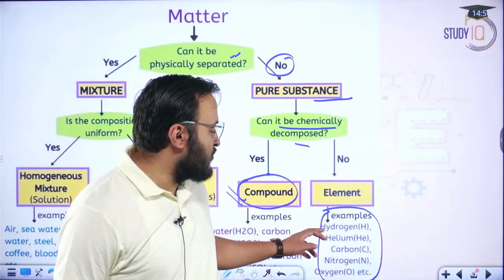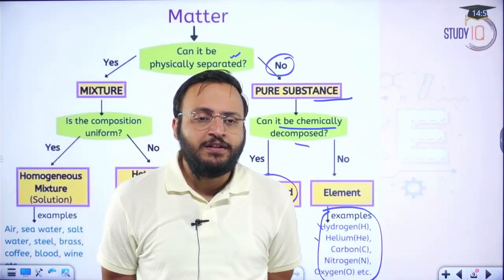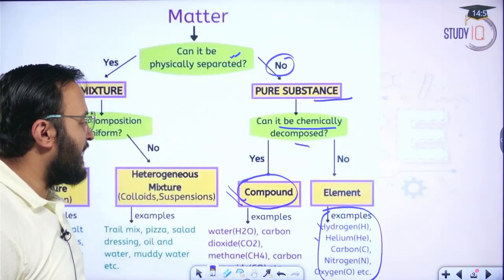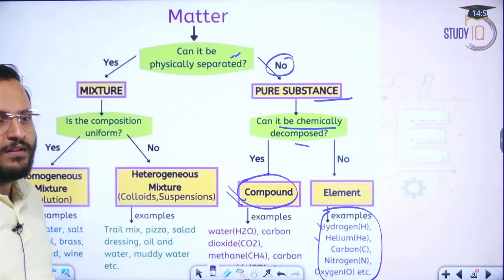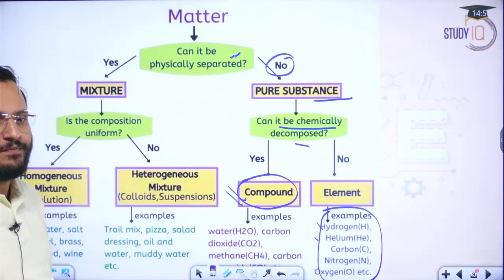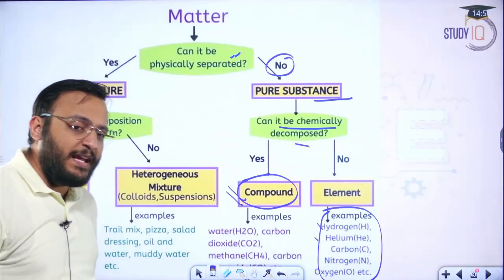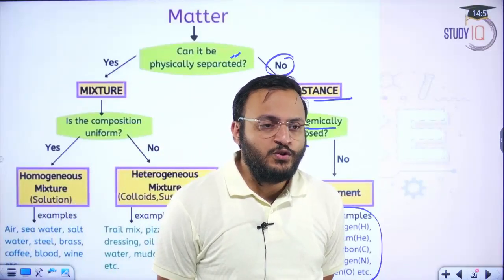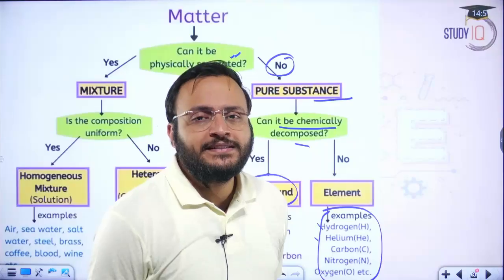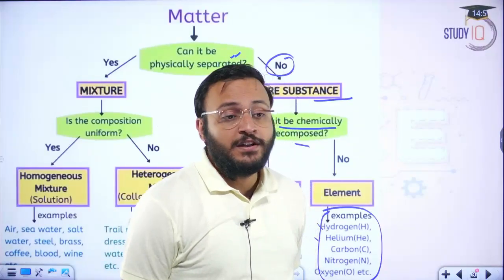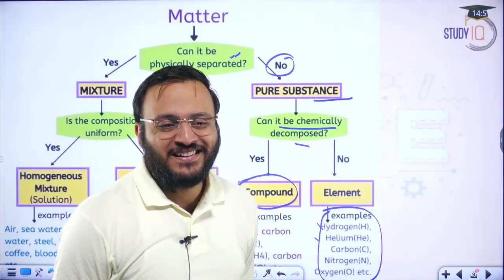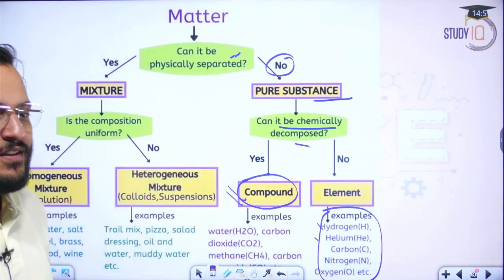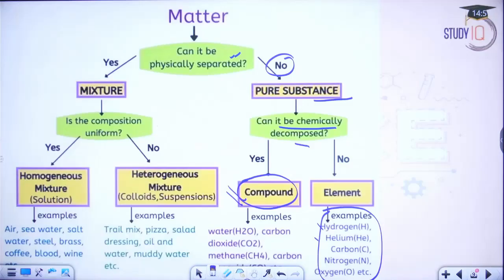So hydrogen, helium, carbon, nitrogen, oxygen, fluorine, etc., they cannot be called compounds, but they are elements, because they cannot be broken down further into any simpler matters. You can break the carbohydrates into glucose. You can break the glucose into carbon and hydrogen, but you cannot break carbon into something, or hydrogen into something, or oxygen into something. You cannot break that. Okay, everyone? I hope you got the point.